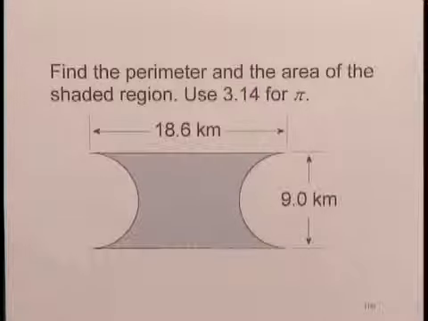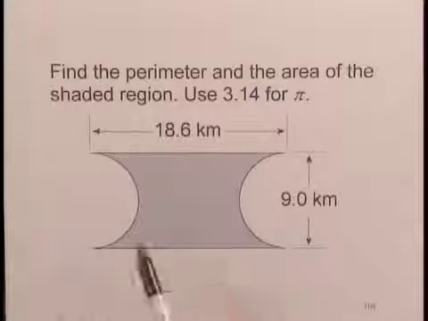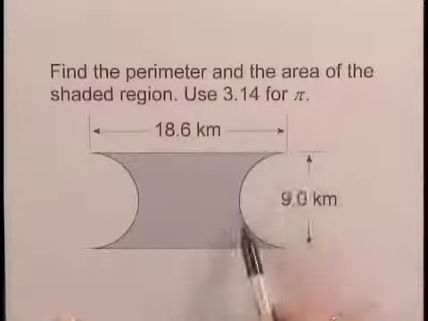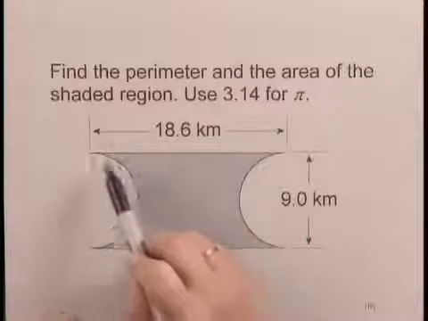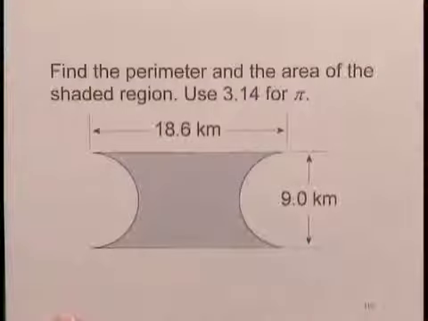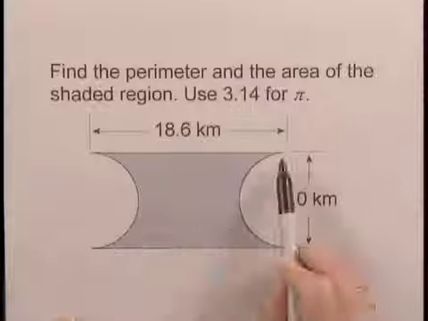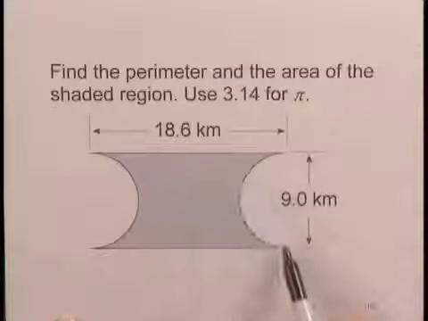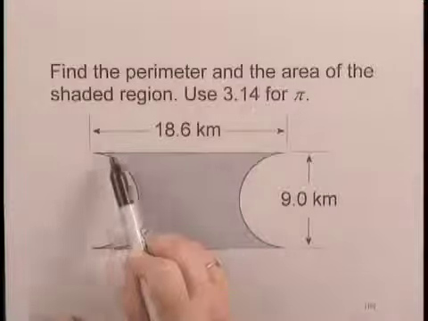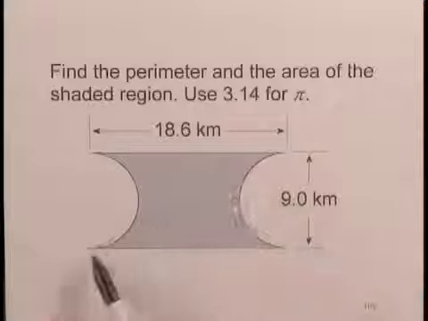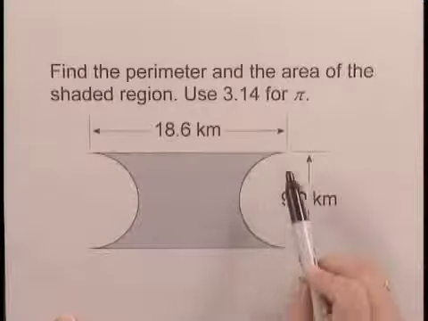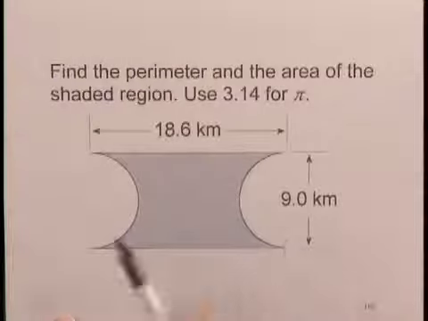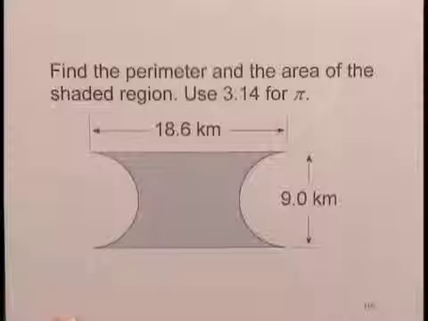So, in order to find the perimeter, let's think of walking around the shaded region here. We walk across here, through here, across here, and through here. The key to finding this perimeter is to notice that this length is given, and this length is the same length, and each of these curves is half a circle. So if we add 18.6 kilometers, 18.6 kilometers, and 2/2 of this circle circumference, which is a complete circle circumference, the 2/2 together, we would have the perimeter of this region.